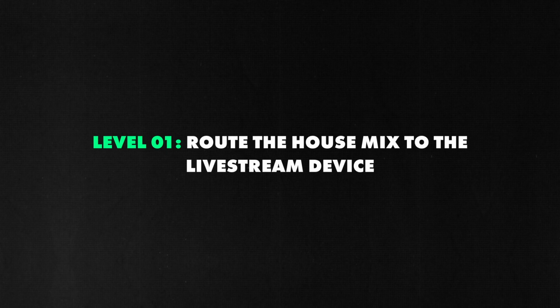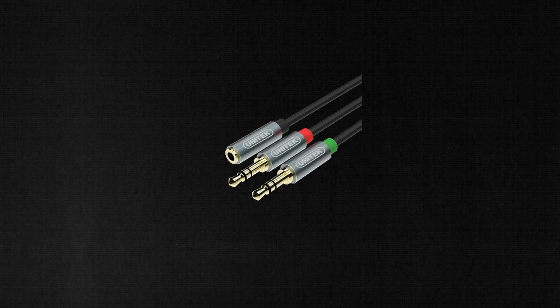Level 1 is to simply route the house mix that feeds your main PA to the live stream device. This could be done with Y cables that split the signal or by using a subgroup output that mimics the main mix. Obviously, this is the worst case scenario, as you won't be able to address the needs of each audience independently. That usually means you'll need to fully prioritize one experience over the other, or it means you'll have to split the difference and make sacrifices in each mix for the benefit of the other.